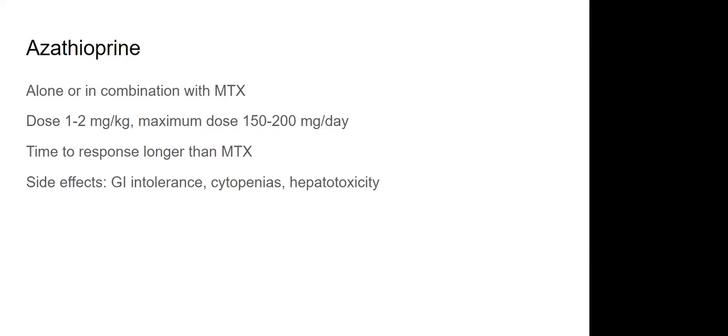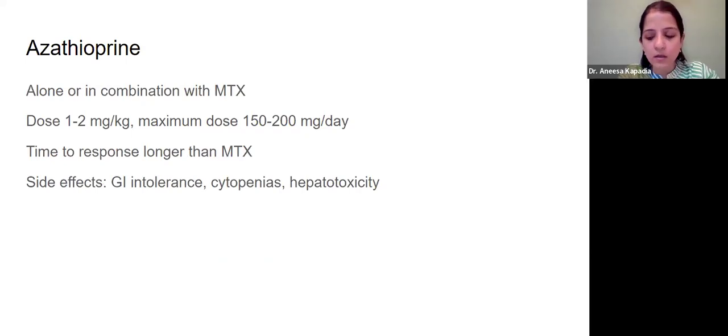Azathioprine is another drug which is often used in patients with myositis. It can be used even in combination with methotrexate, but of course, again, the monitoring becomes very important. The onset of action is a little slower, so you might have to give steroids for a longer time with azathioprine. It also causes a lot of GI intolerance sometimes. Cytopenias and hepatotoxicity similarly have to be monitored.